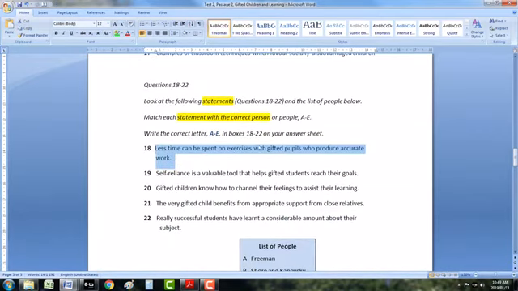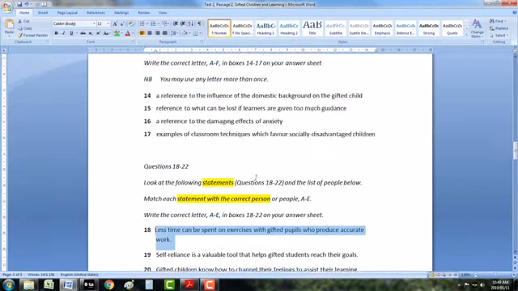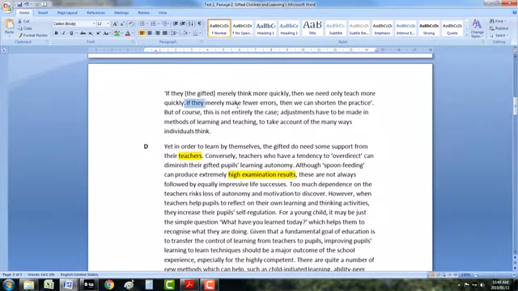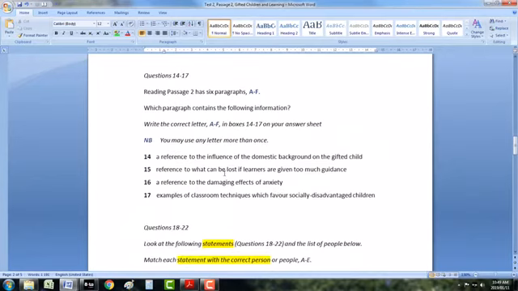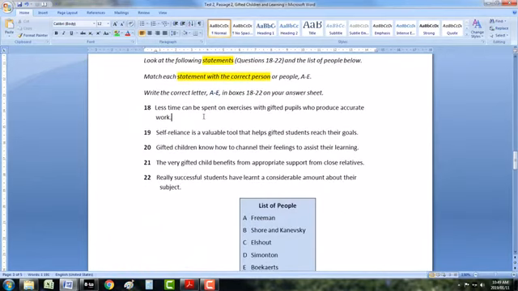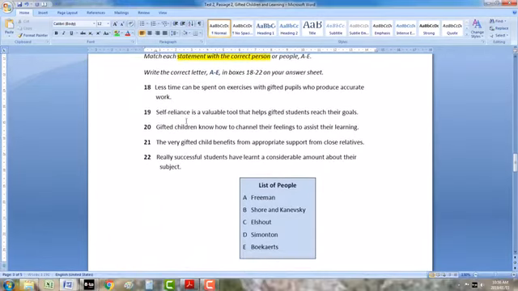Less time can be spent on exercises with gifted pupils who produce accurate work. It's this sentence over here. If they make fewer errors, if they produce accurate work, then we can spend less time on the exercises, shorten the practice. It's a difficult paraphrase, I think, but definitely that one is Shaw and Kanevsky. Be careful. I almost said it was A because we haven't done A, but it's Shaw and Kanevsky, so B.